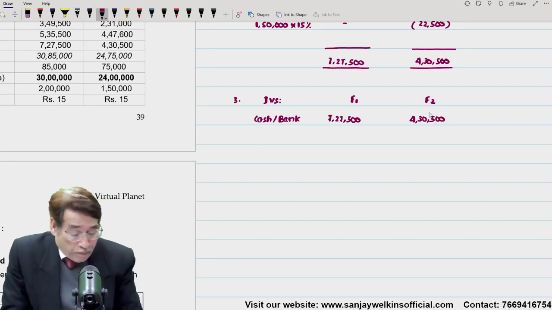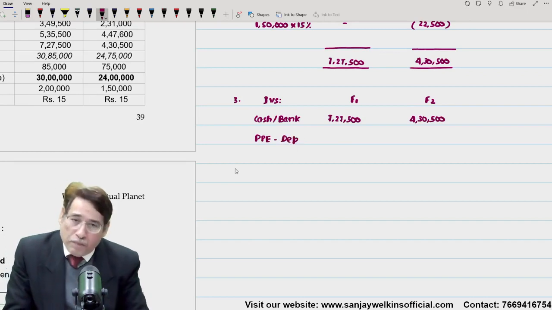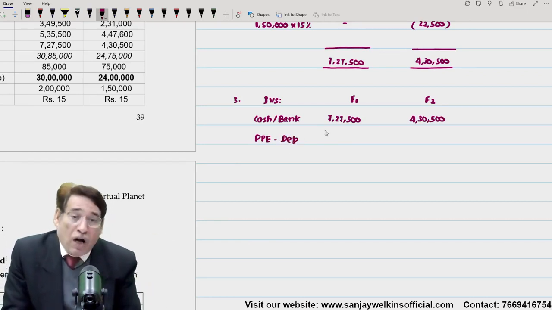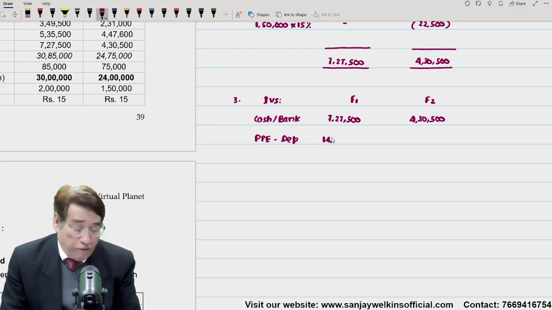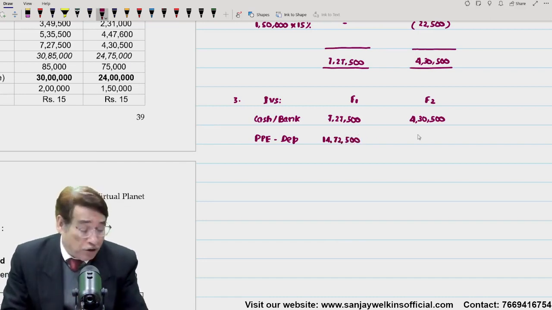Correct? Besides that, in the question, we are being given property, plant and equipment or fixed asset. Now less depreciation. Because we have computed the amount of depreciation, you simply subtract it from their respective value. After subtracting from their respective value, you will get 14,72,500. Correct? The value which is appearing in the balance sheet, from that you simply subtract the 6 months depreciation.